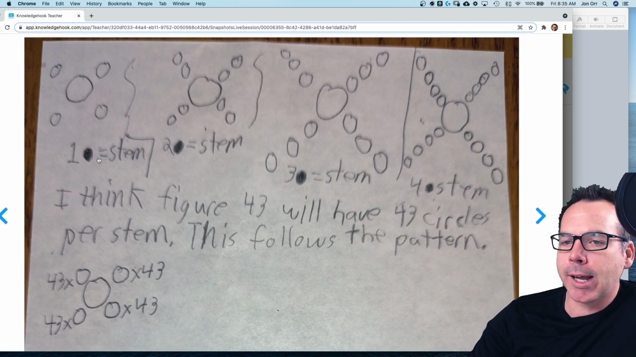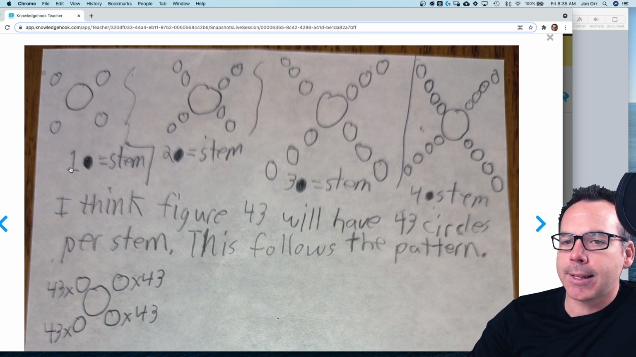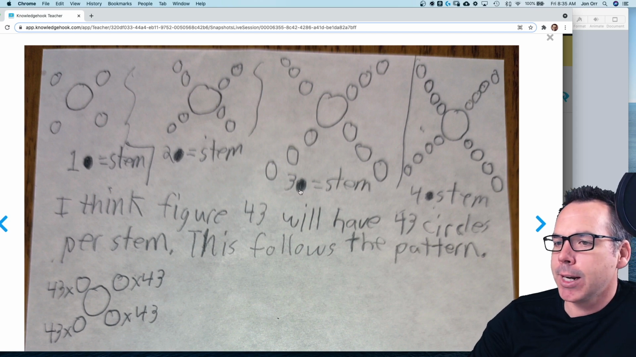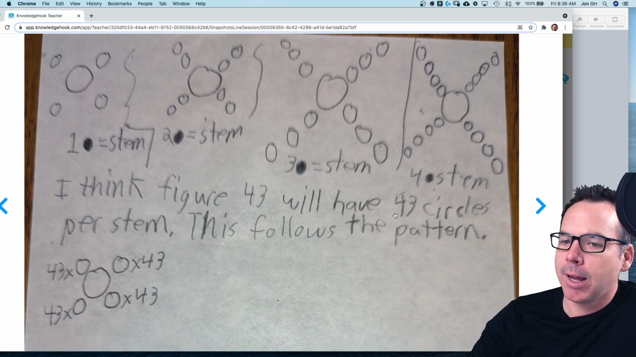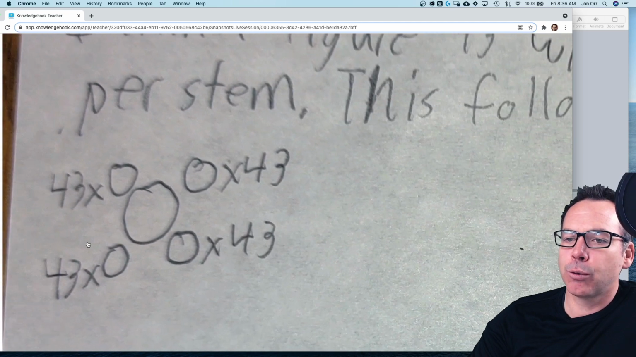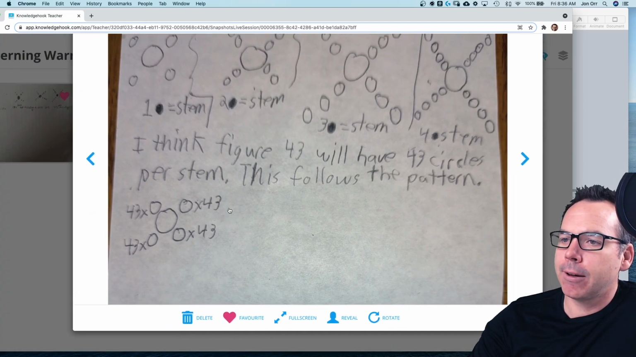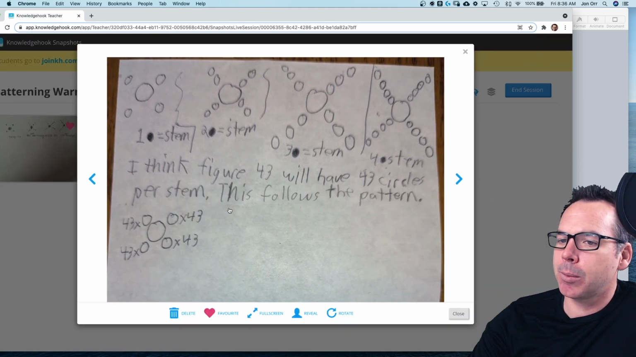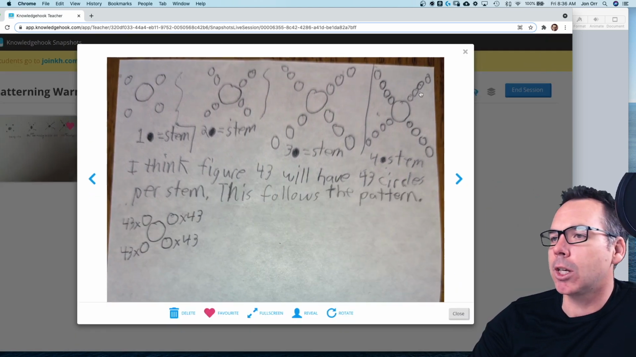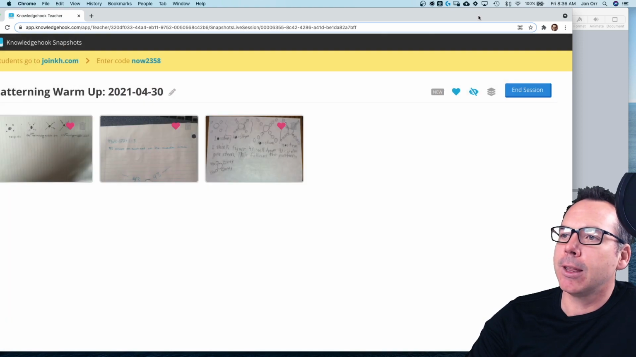Similarly to the way Jaden said the stem, this student also used the word stem. They said, hey, there's one dot in the stem, and then there's 2 dots per stem, 3 dots in a stem, 4 dots in a stem, and therefore there's that same picture. There's 43 dots on the stems. And therefore, we would have, I don't see a final answer here, but they've definitely shared their thinking on what it would look like. Awesome stuff there.